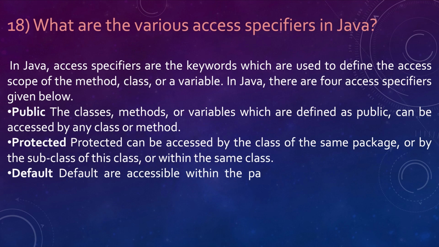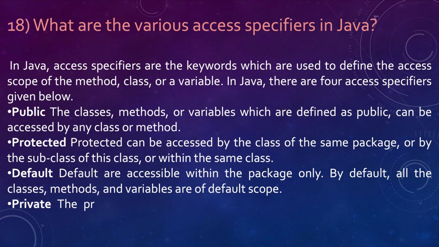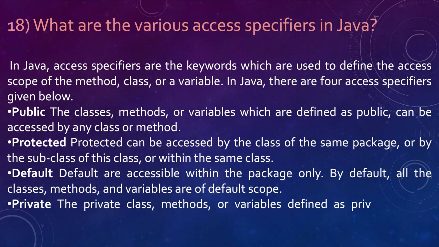Default are accessible within the package only. By default, all the classes, methods, and variables are of default scope. Private, the private class, methods, or variables defined as private can be accessed within the class only.